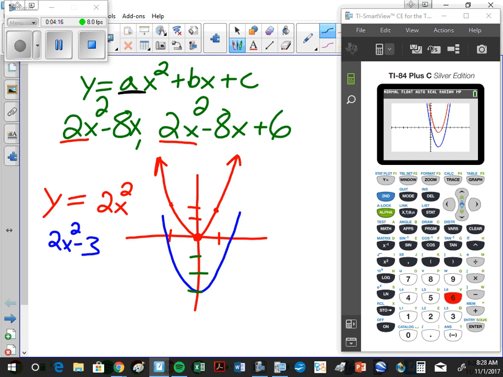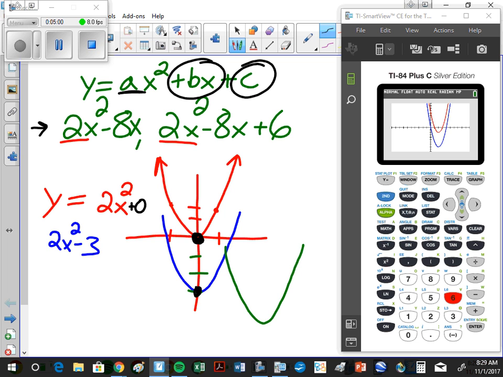Okay? And now today, we are going to introduce B. What does B do? Well, B takes the graph and slides it sideways. Okay? So C tells me where the graph hits the y-axis. So in y equals 2x squared plus 0, the red one, we hit the y-axis at 0. In y equals 2x squared minus 3, we hit the y-axis at negative 3.